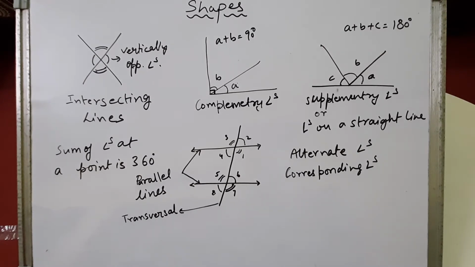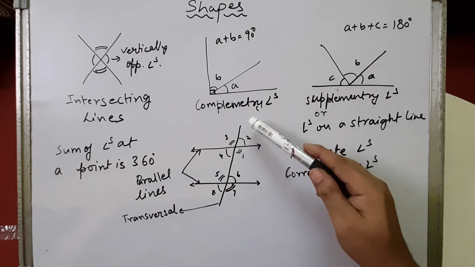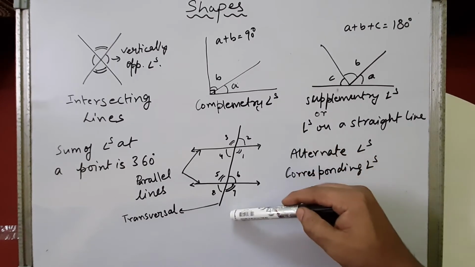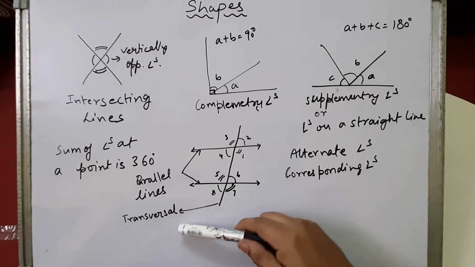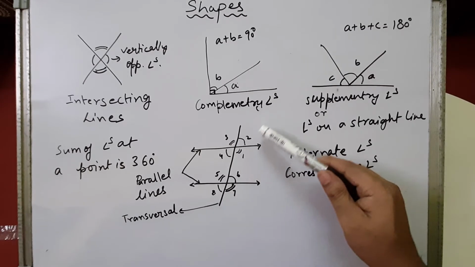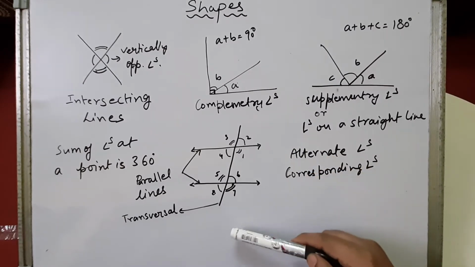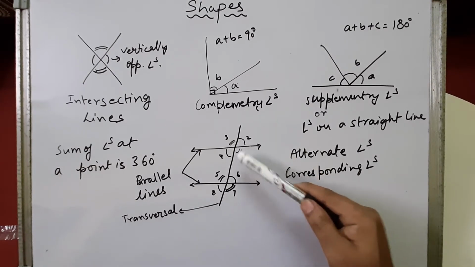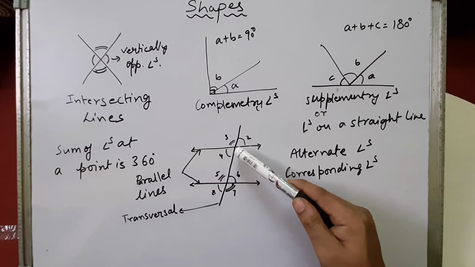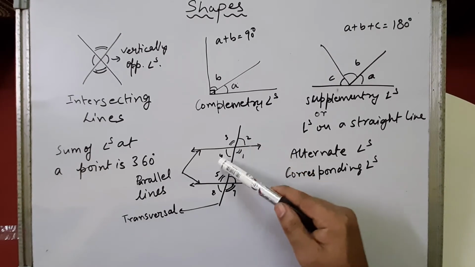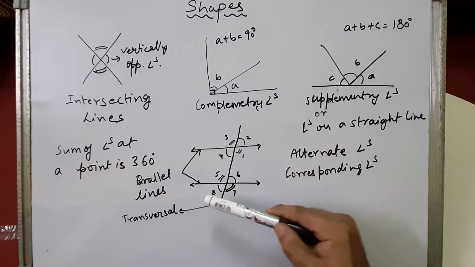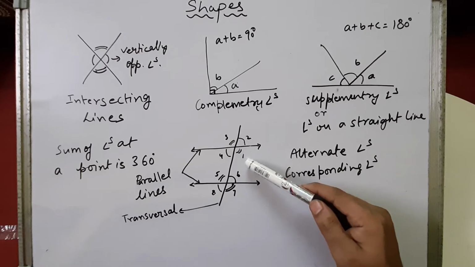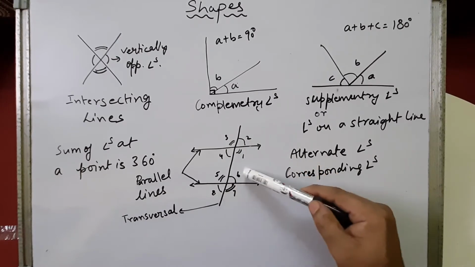All right, and this is another line which is crossing or intersecting these two lines. This line which intersects the given parallel lines is called a transversal. The line intersecting the parallel lines is called a transversal. Now when this transversal intersects this line at this point and that line at that point, you can see that four angles are formed here, and at this point again four angles are formed, right? I have named these angles 1, 2, 3, 4, 5, 6, 7, 8.